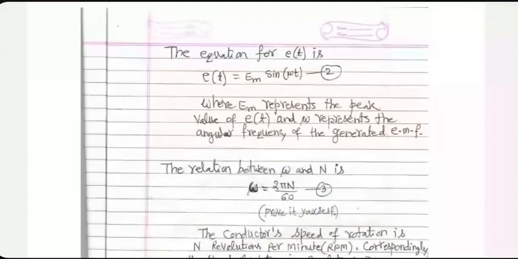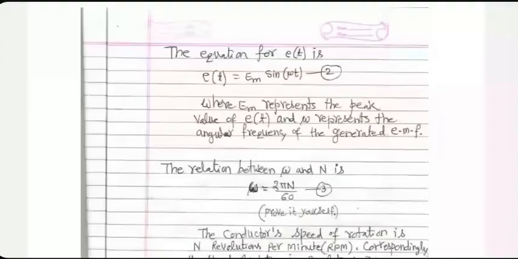And we know that if the RPM is capital N, then RPS, revolution per second, is capital N divided by 60. So in 1 second, the total angle that the loop would go through will be 2 pi multiplied by capital N divided by 60. So this is the value of omega. RPM is easily related to omega by equation 3.